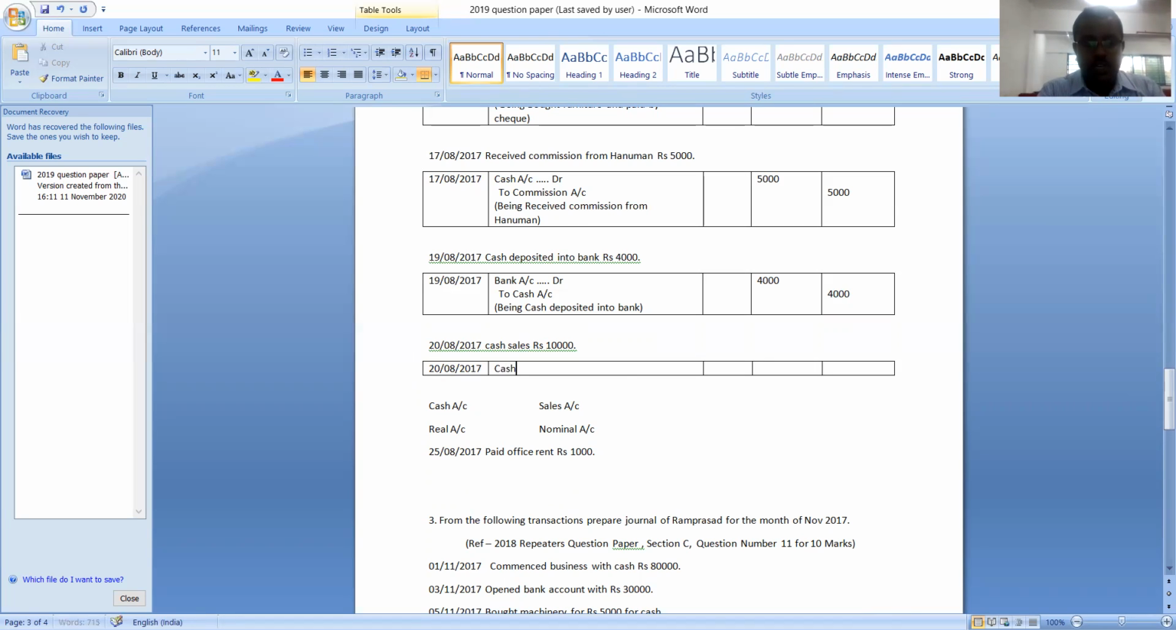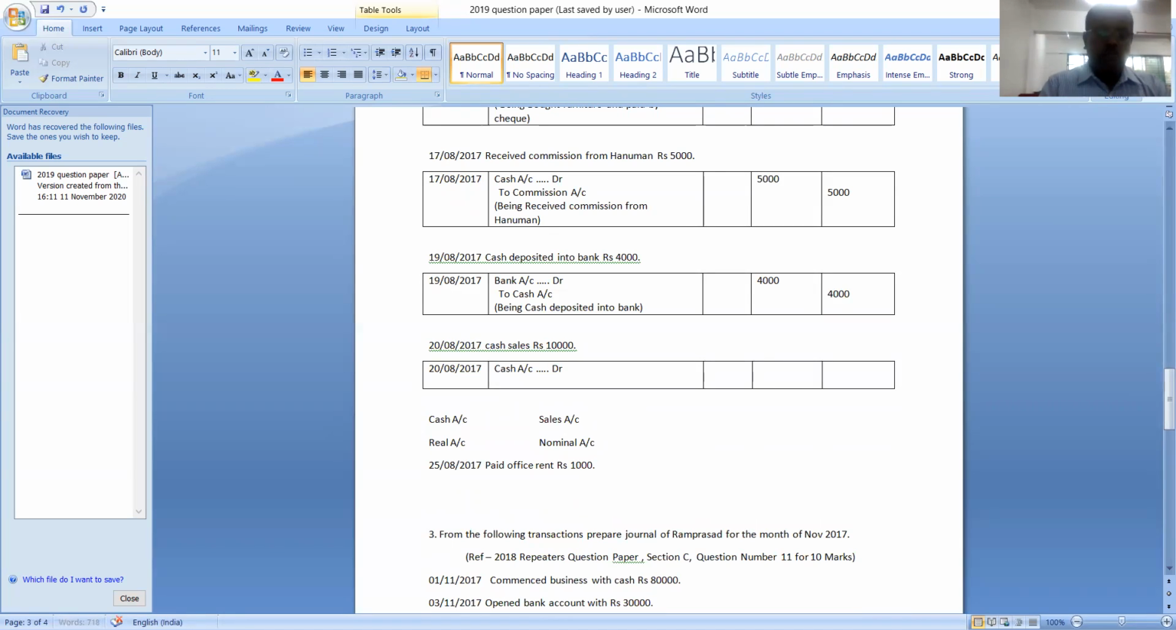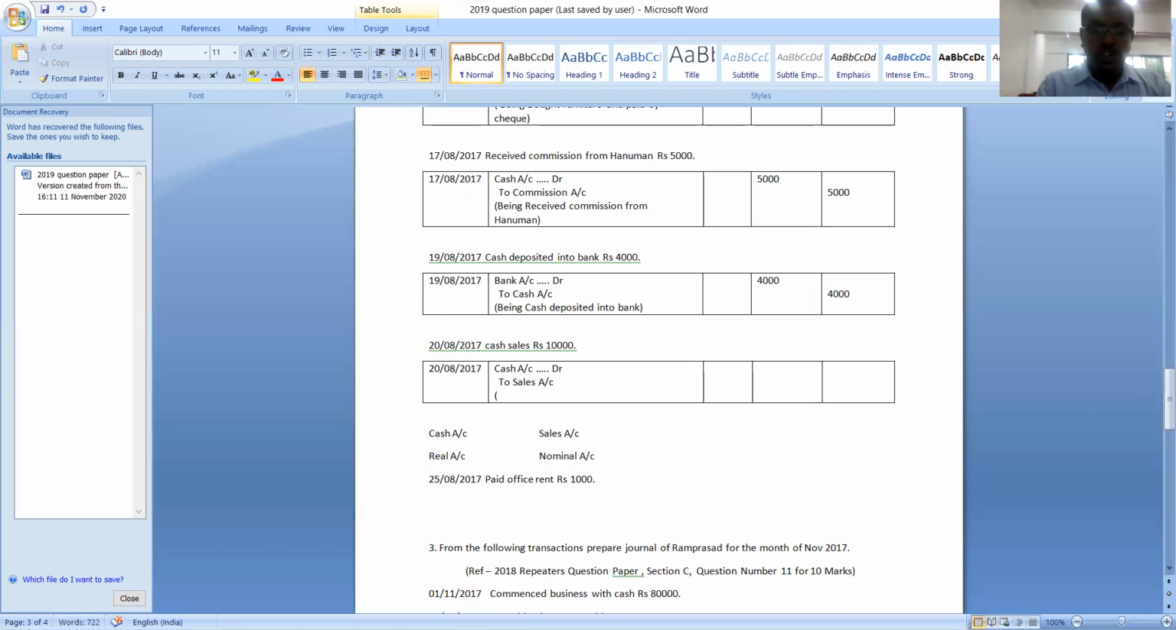So which account should be debited? Cash account should be debited. Debit what comes in? Cash comes in. So cash account debit, to which account? To sales account. Why should we credit sales account? Because sales are income. Credit all incomes and gains. Which account rule is it? Nominal account rule, the credit rule.